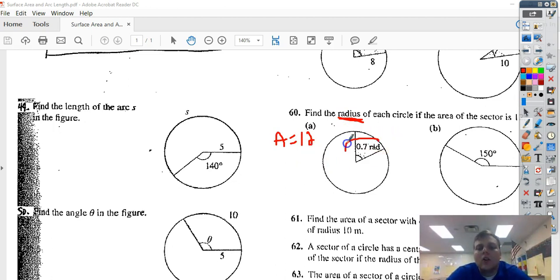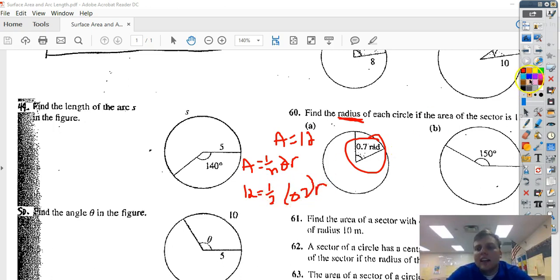Now look at your angle. It's given to you in radians. So for part A, you need to use this one. A equals 1/2 theta r squared. You know what A is. They gave it to you. It's 12. Is equal to 1/2 times theta. They told you what theta is. It's 0.7 times r squared. And we want to solve for r.